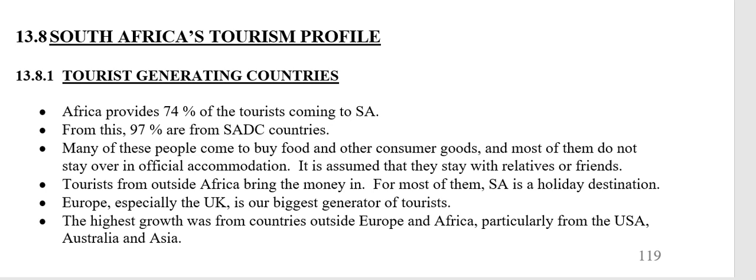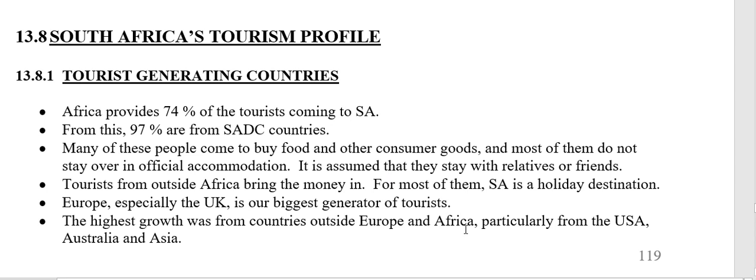All right. So you're going to read through this just to get more or less an idea of what this is. Obviously, statistics you don't have to memorize. Just look at the general information. This is on page 119 in your textbook. The first thing we're going to look at is the tourist generating countries. In other words, where do most of our tourists come from?